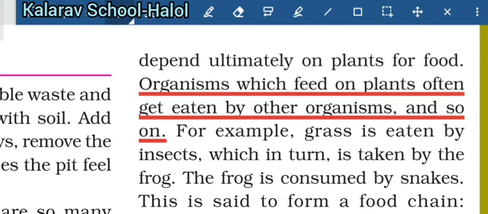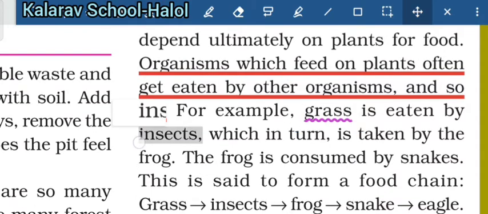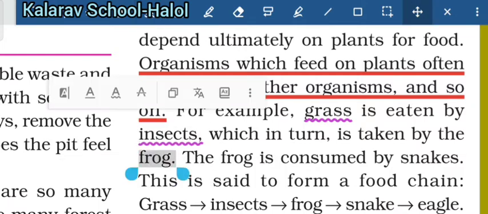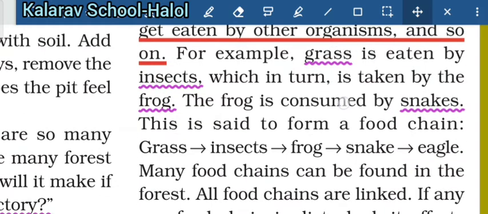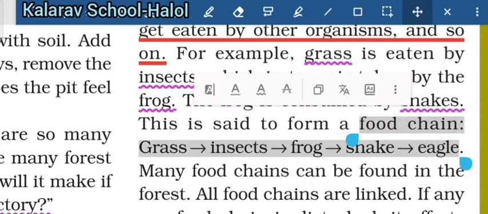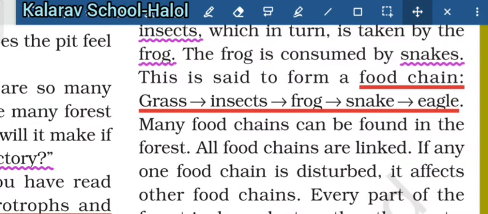So here is an example: grass is eaten by an insect, which in turn is eaten by a frog. The frog is consumed by a snake. This is said to be a food chain. So grass is eaten by insect, insect is eaten by frog, frog is eaten by snake, and snake is eaten by eagle. Many food chains can be found in the forest, all linked together.